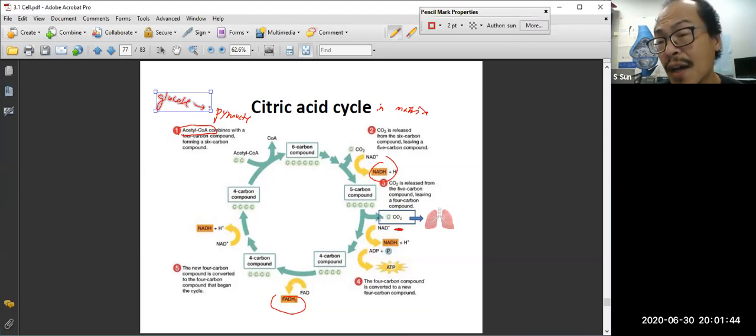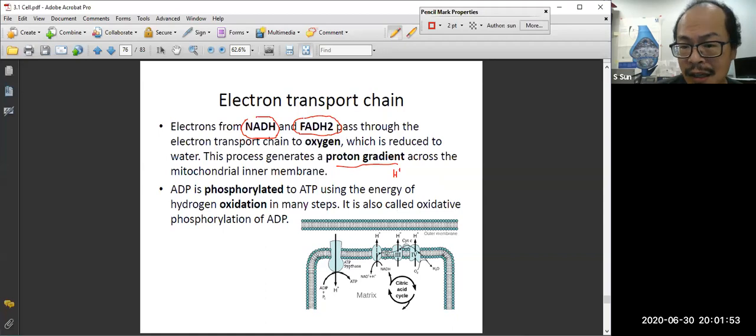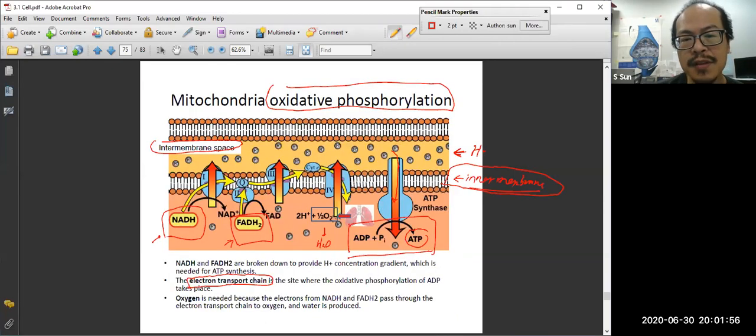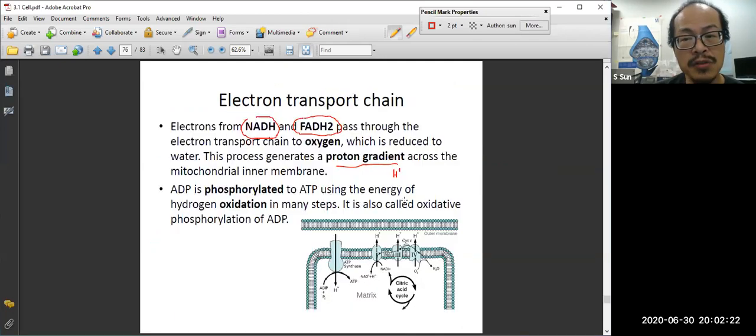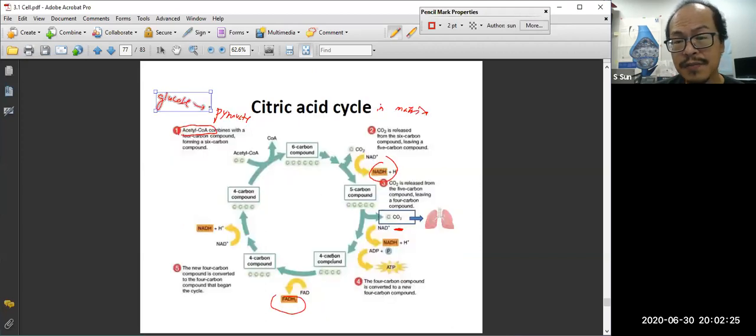That's why we need to breathe out CO2. CO2 is produced in the citric acid cycle. O2 is needed in the electron transport chain. Right here, O2 is needed in the electron transport chain. So even though we do need to breathe in O2 and release CO2, the region that we use O2 is different from the region we produce CO2. The region we need O2 is in the inner membrane, the electron transport chain process. The region we produce CO2 is in the matrix through this citric acid cycle.